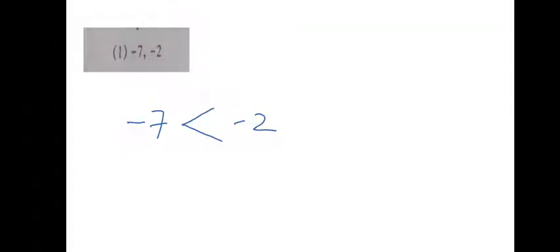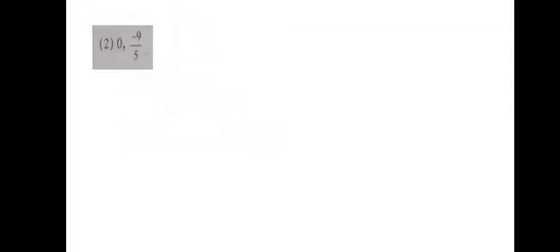As I told you, when both the numbers are given in negative form, the smaller number will become the greater one. That means -7 and -2. Smaller number is 2. So it will become greater one. This will be your answer.